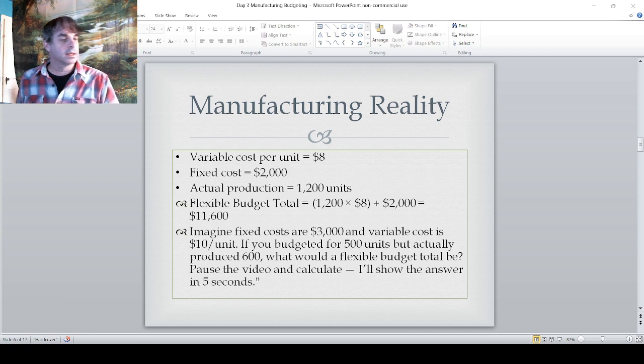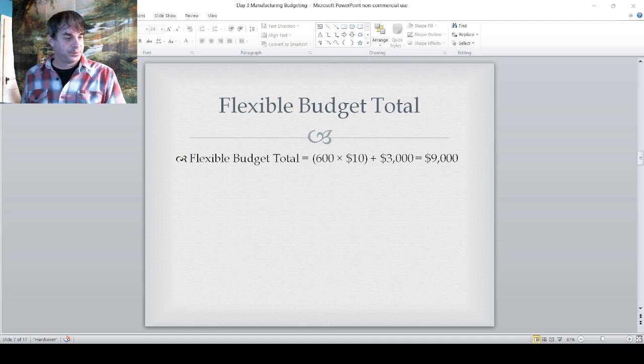So let's do a quick exercise. Imagine fixed costs are 3,000 and variable cost is 10,000 per unit. If you budgeted for 500 units but actually produced 600, what would a flexible budget total be? Well, the flexible budget total is your 600 times 10 plus 3,000 equals 9,000. So see, the flexible budget gives management a fair comparison to actual results.